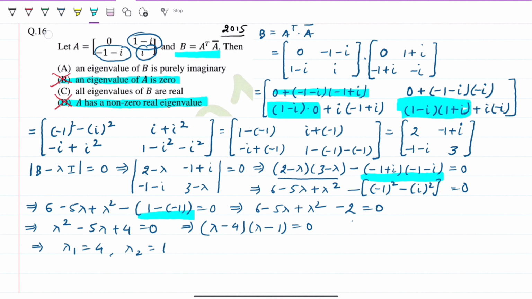Now if we quickly check option A, an eigenvalue of B is purely imaginary, so this is absolutely incorrect, and by ruling out all the unfavorable options we can make out that C is correct. Also, if we read it, all eigenvalues of B are real, which indeed is happening in this case, so we can confidently take option C as the correct option.